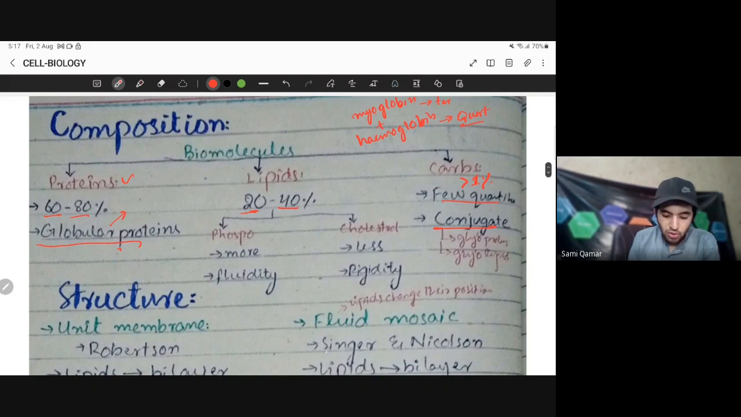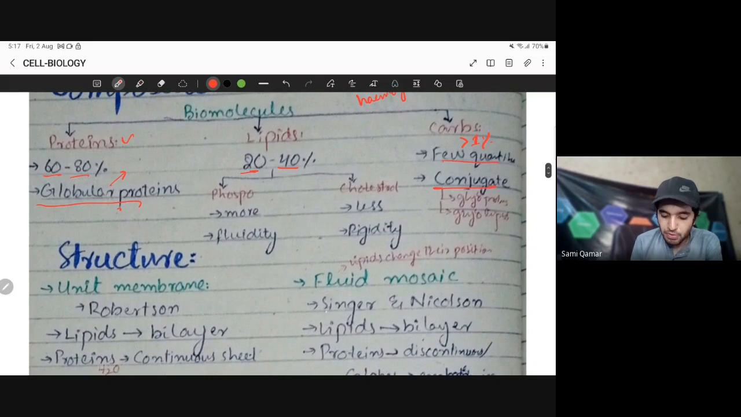Composition of biomolecules. So understand, protein is present in 60 to 80%. They are globular proteins. There are two types of lipids present. First are phospholipids, which are in very high amount. They provide fluidity. Remember this. Cholesterol is in less quantity. It provides rigidity, like hardness to the membrane.